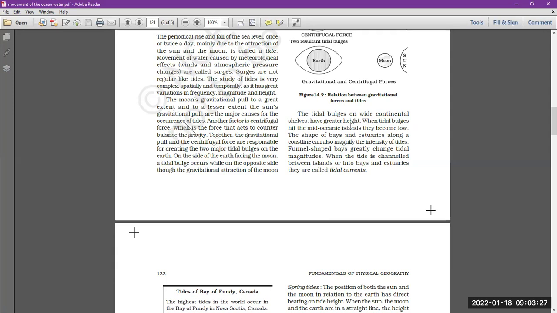Okay, students, we discussed some of the features of the oceanic relief features.